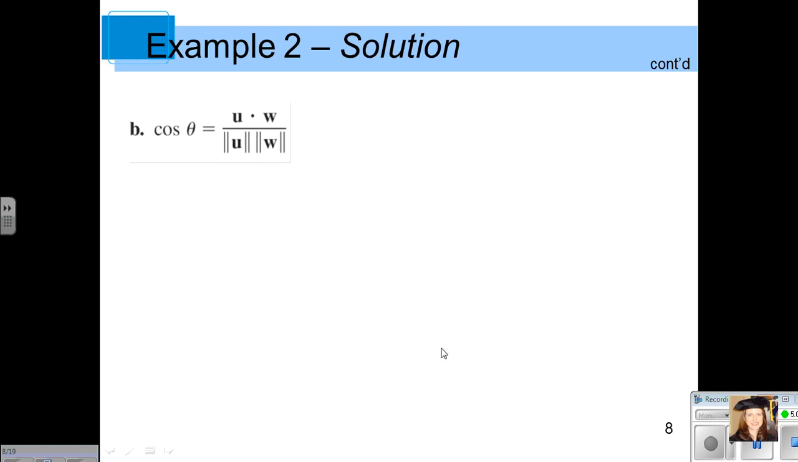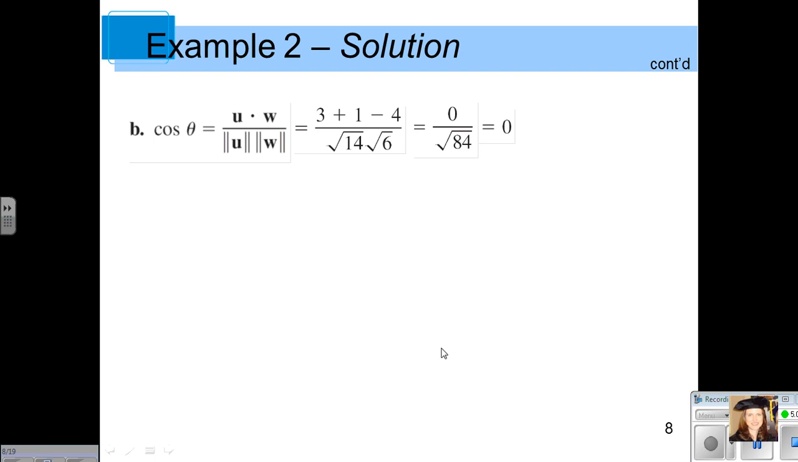Here's part B. We want to find the angle between u and w. So we're using the same formula, just replacing the v with w. Do the dot product in the numerator, divided by those magnitudes. In the numerator you get 0, and 0 divided by anything is 0. So the cosine of the angle theta is 0.